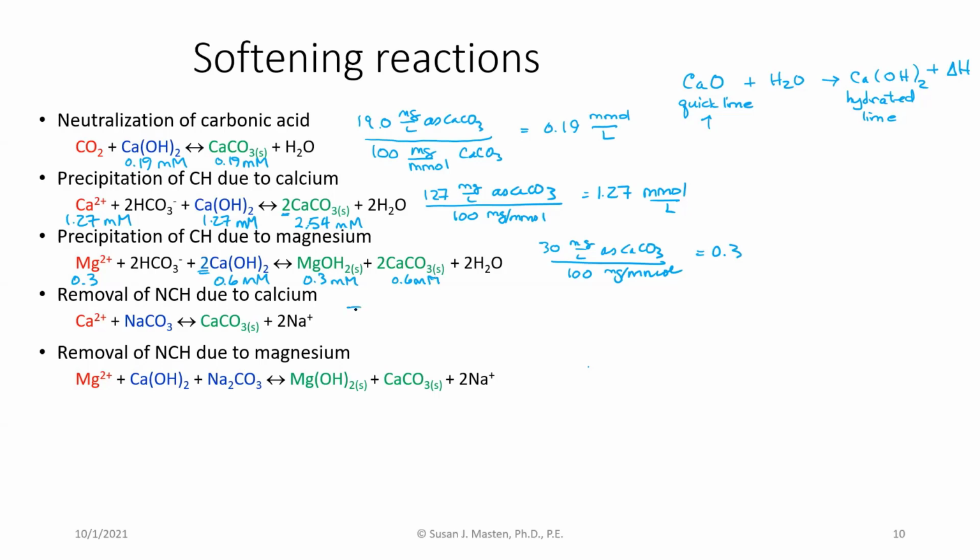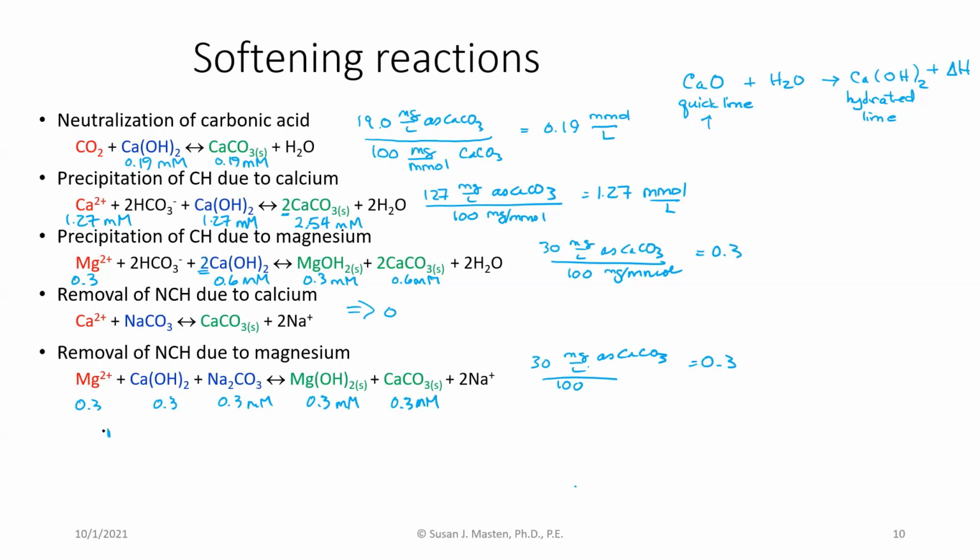Non-carbonate hardness due to calcium, we said that this was 0. And we have 30 milligrams per liter as calcium carbonate divided by 100. So that's 0.3. So we have 0.3, 0.3. And now we need soda ash. Soda ash is more costly than lime. We again produce 0.3 millimoles of magnesium hydroxide and 0.3 millimoles per liter of calcium carbonate.